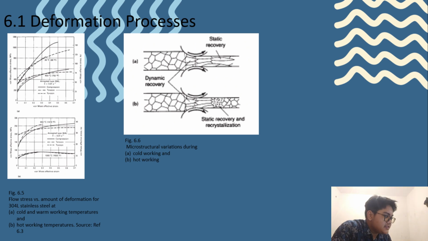In the first figure, as we can see in figure 6.5, flow stress versus amount of deformation for 304 stainless steel at A, cold and warm working temperatures, and B, hot working temperature. Metals can be mechanically worked over a range of temperatures. Higher temperature can improve workability characteristics, although many wrought products are cold worked in order to achieve certain mechanical properties, or sometimes they are warm worked for other specific purposes.